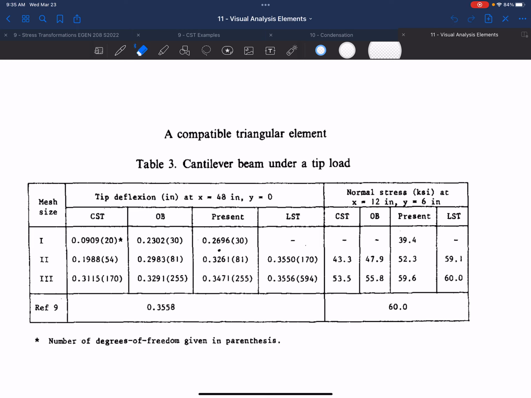And so in this case, he looked at 3 different mesh sizes. The LST element you can see, these are the displacements that it's getting, the tip deflection of a cantilever beam under a point load. You can see that this new element got pretty close to it, versus this CST element. Look at that first mesh size, very, very coarse. Big difference.